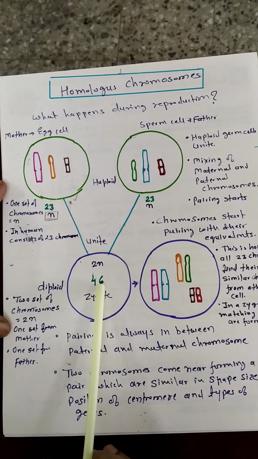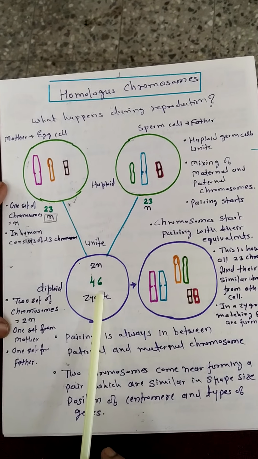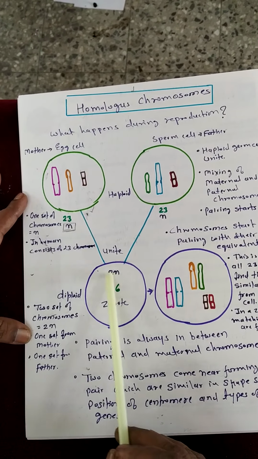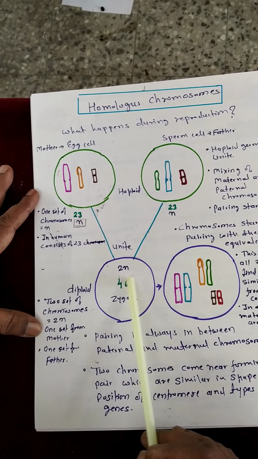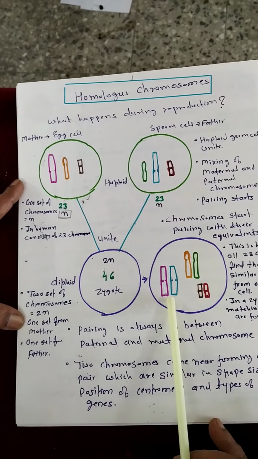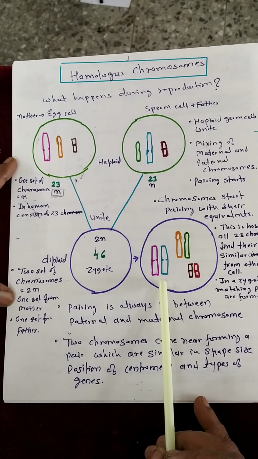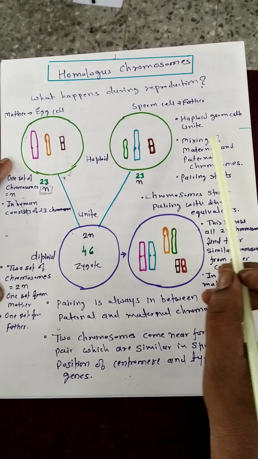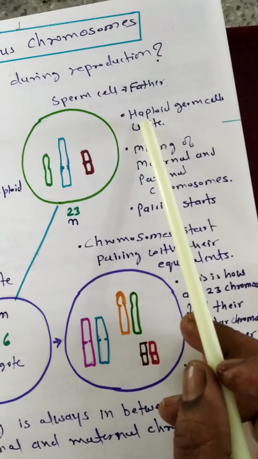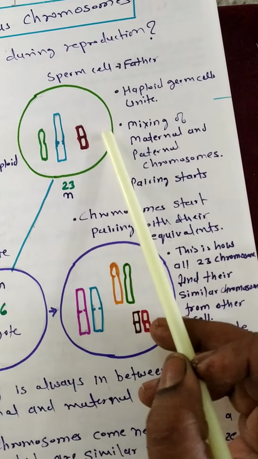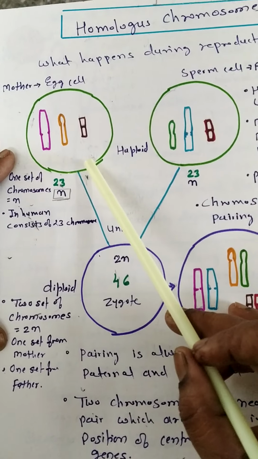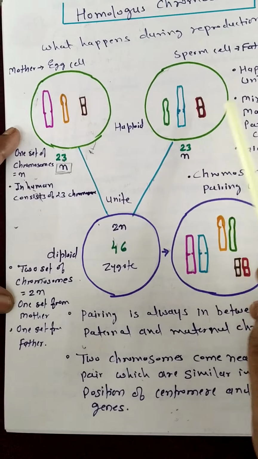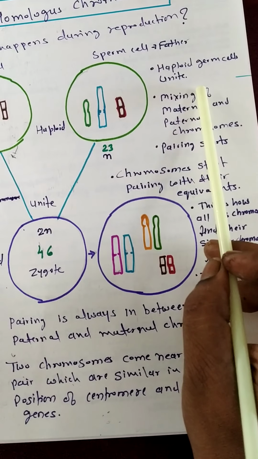So what happens during reproduction when the mother chromosomes and father chromosomes come together, they mix with each other, they start pairing. How is the pairing? So just we will see with these points. So here haploid germ cells unite. These are the haploid germ cells, haploid mother cell, haploid father cell, egg cell and sperm cell. They unite during reproduction.